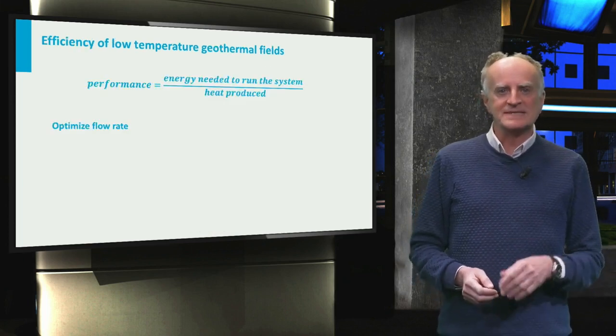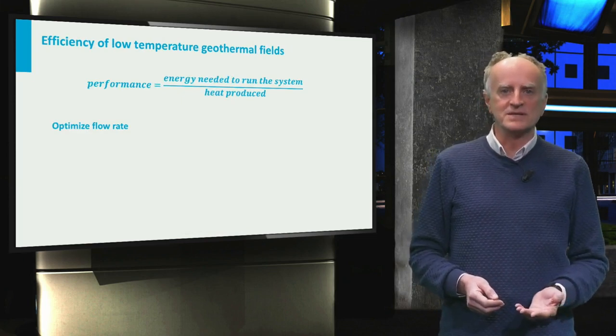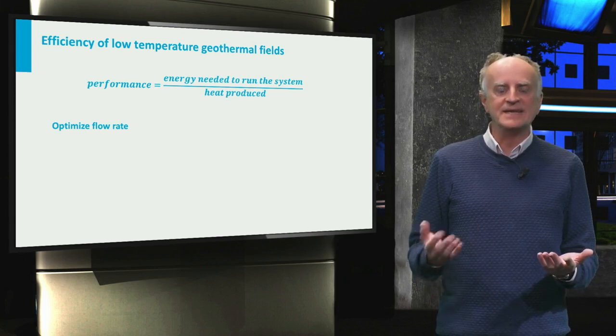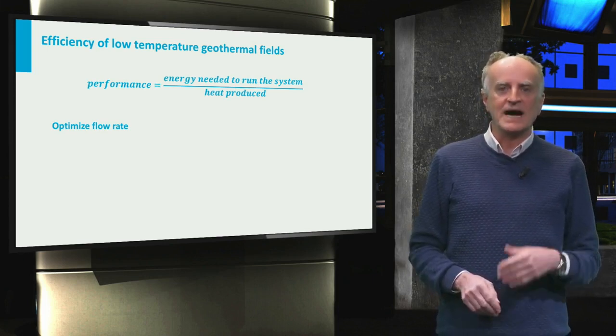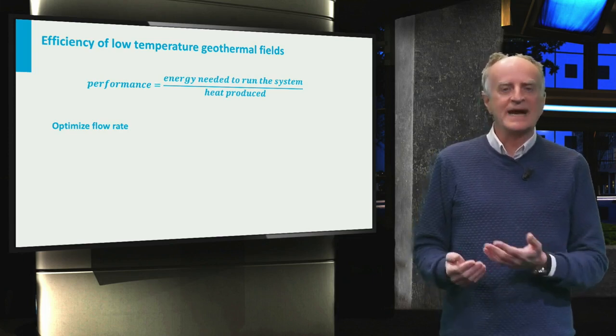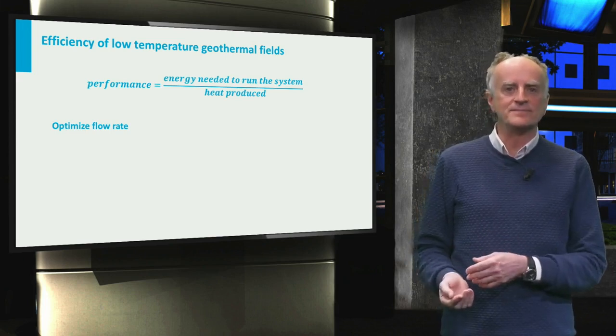A key parameter to assess the economics of a low temperature geothermal system is the performance coefficient, which is the ratio between the energy needed to run the system and the heat extracted. This parameter needs to be optimized because higher flow rates result in higher heat production, but also in higher energy needed to pump the water in and out of the aquifer.